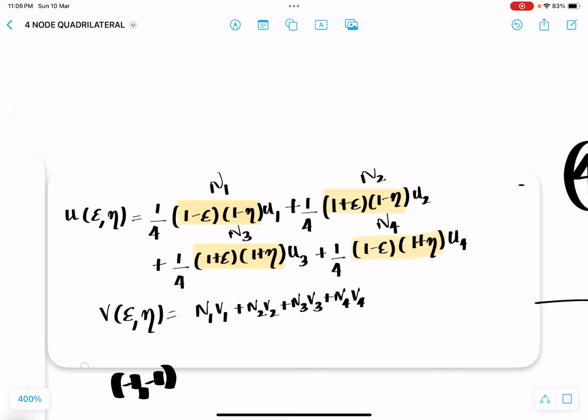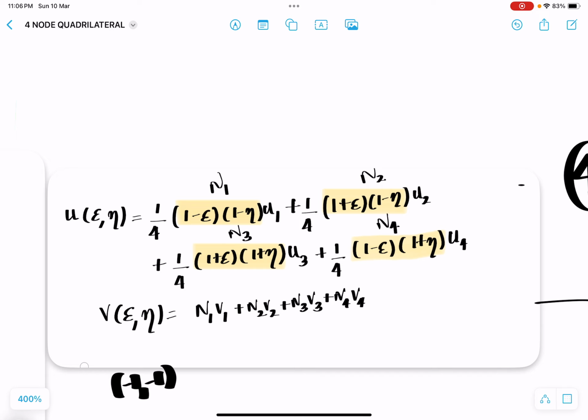So u of epsilon comma eta is of the form N1 u1 plus N2 u2 plus N3 u3 plus N4 u4. Similarly, the vertical displacement at any point inside the master element, epsilon comma eta, can be given as N1 v1 plus N2 v2 plus N3 v3 plus N4 v4.